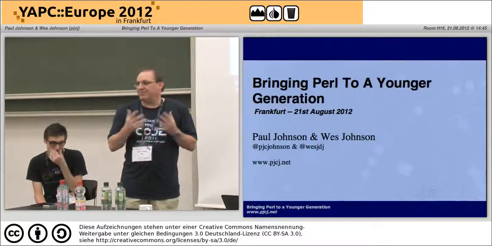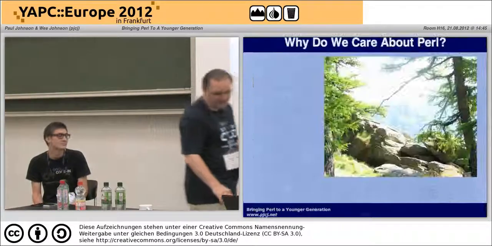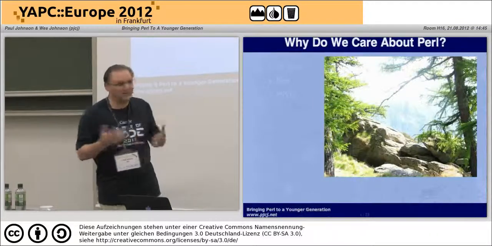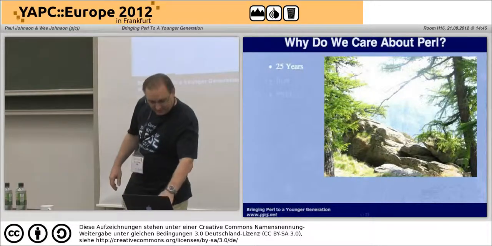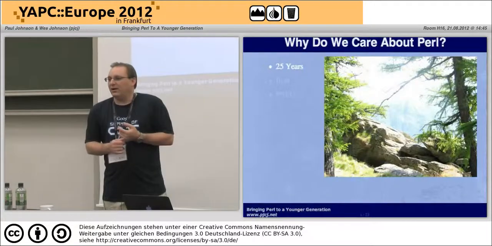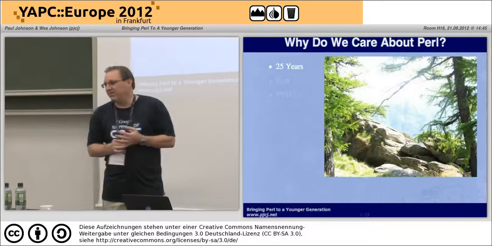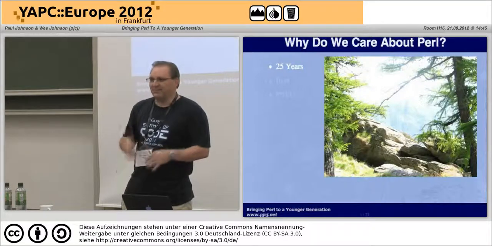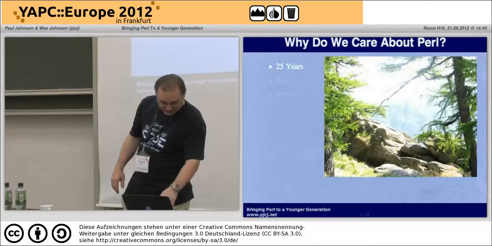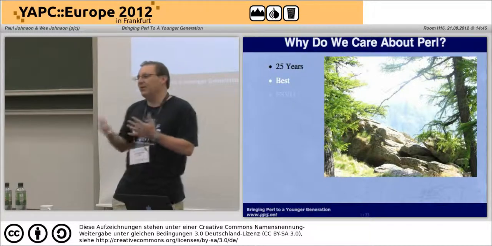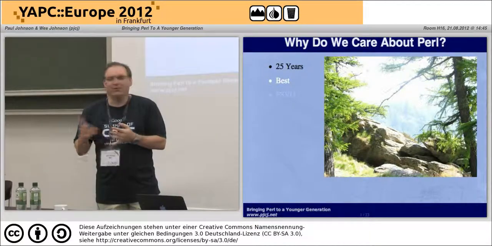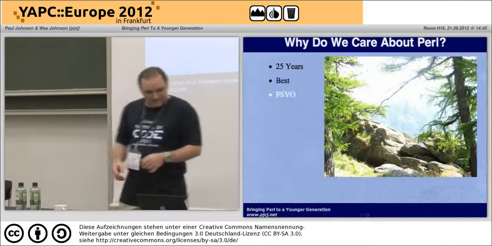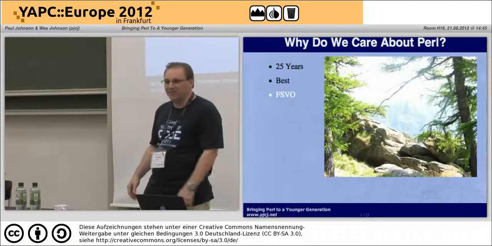So we're going to talk about bringing Perl to a younger generation. And I suppose the first question really is, why do we want to do that? Why is it important? Why is it even something we think about? Perl is going to be 25 years old this year, the anniversary of the first release. I guess Larry could give us more details about when it actually came into being. And we use Perl because for some of the projects we work on, we think that Perl is the best solution for what we're doing, for some value of best.